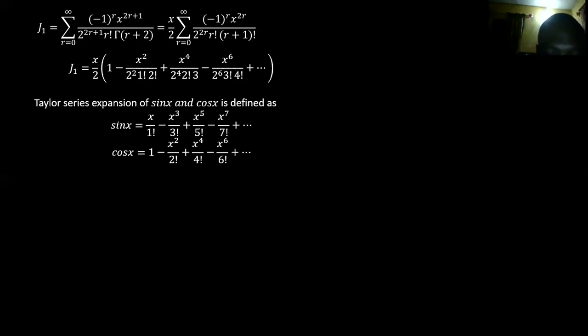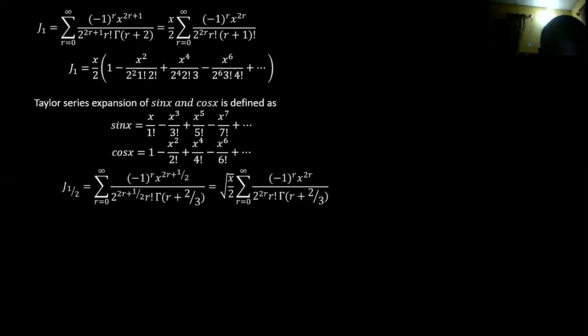Now, let's simplify our Bessel function of 1 over 2. Now, if I substitute 1 over 2 into my Bessel function of n, then I have this.